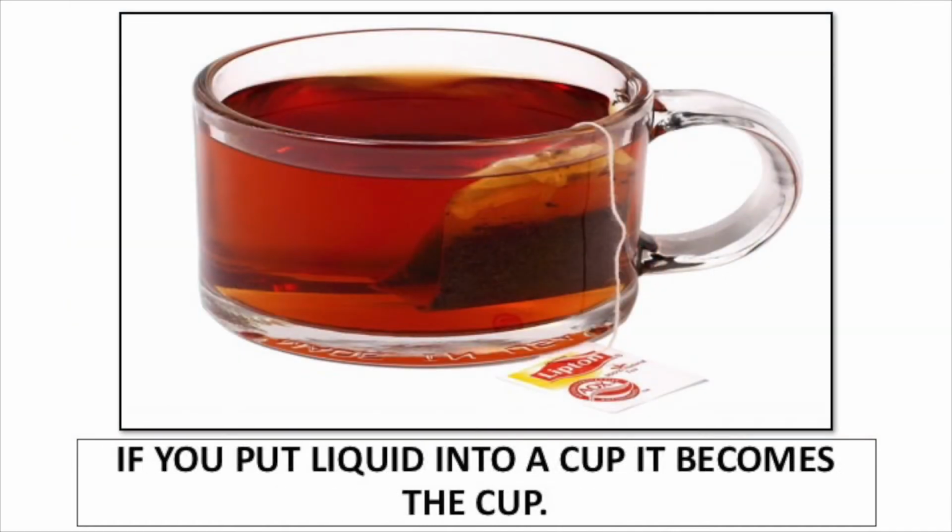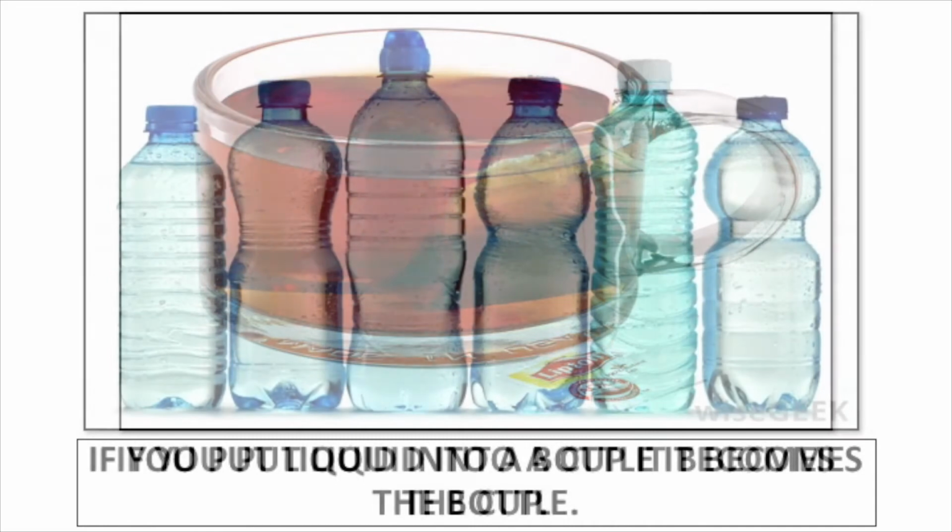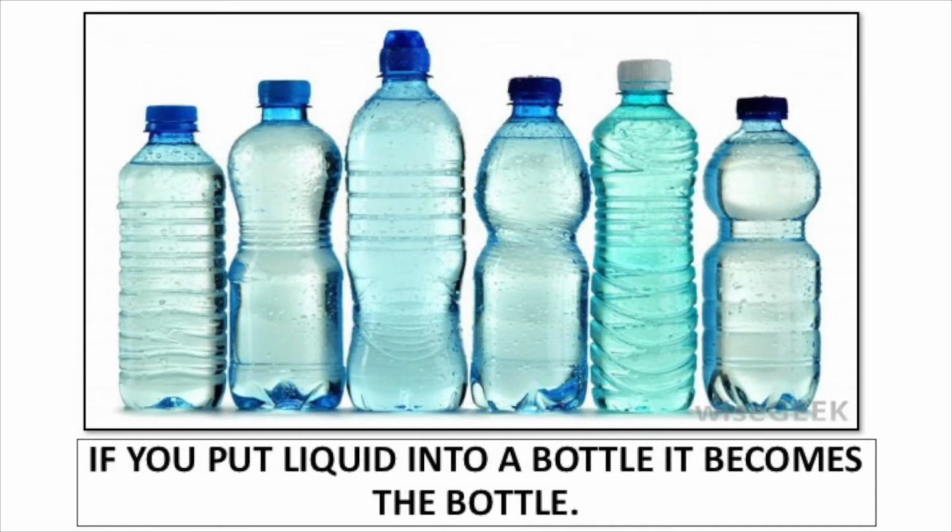If you put liquid into a cup, it becomes the cup. Now you can see here the tea bag's still in the cup. So the tea and the water has become the cup. It's adopted the shape of the cup. But how about if we change the container? If you put liquid into a bottle, it becomes the bottle.